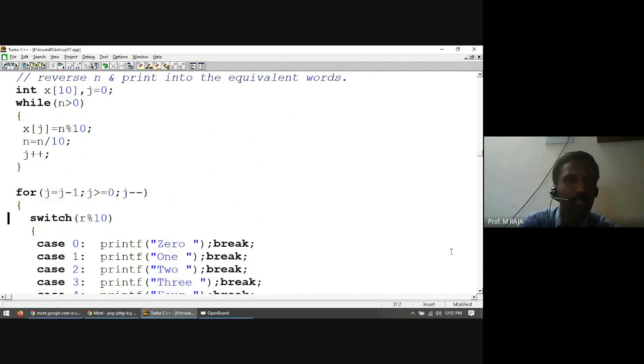Carefully check opening and closing curly braces. Okay, switch, r mod 10. Instead of r mod 10, what needs to be put here? We need to put, can anyone tell me what we have to put inside the switch?